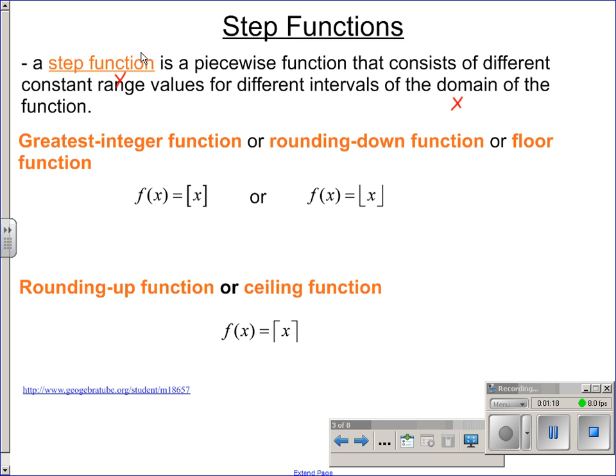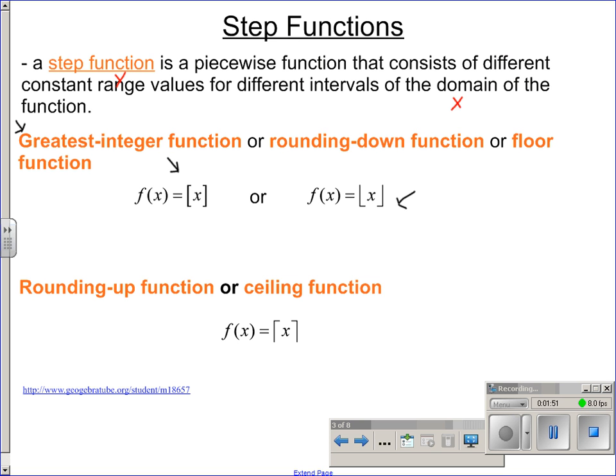So, there are two types of step functions. First one's called the greatest integer function. That's this top one. It actually has a few names. We're looking here: greatest integer function, the rounding down function, or the floor function. You could see all three names. They're just different names for the same thing. But what you're looking at is two different types of notation. You got this full-on bracket, or just a part of the bracket on the bottom.